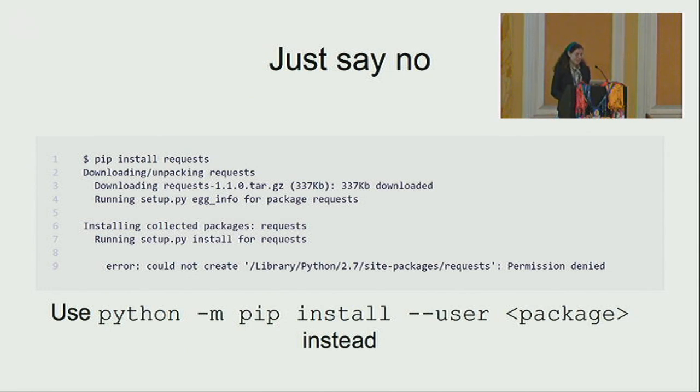So here's an example. I'm trying to pip install requests, the request module. It's downloading, it's collecting it, everything looks good, and then it has an error. It couldn't create library Python 2.7 site packages requests. Permission was denied. OK, when I normally come across a permission denied error, I kind of just automatically do sudo the command that I just typed, which is not always a good idea. It's not a good idea in this case either.